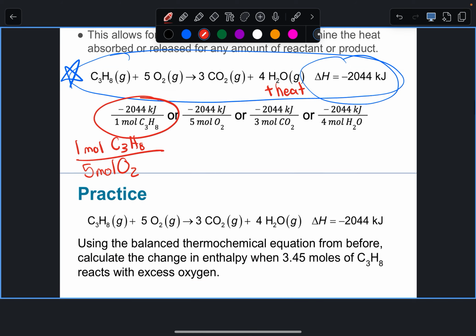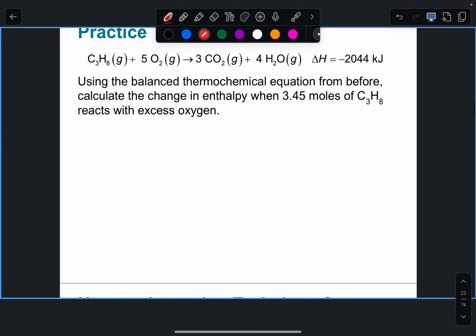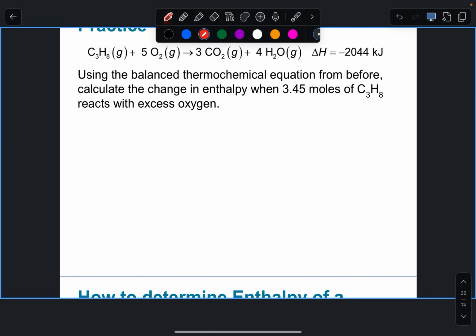So go ahead and do that. Use this practice problem and determine the energy released when it's 3.45 moles of propane.